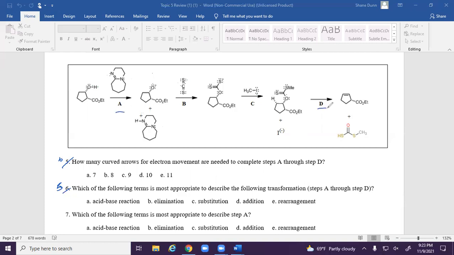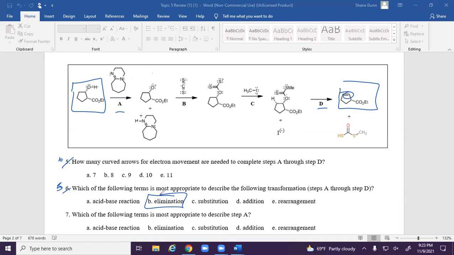Okay. We have steps A through D. So this is our reactant. This is our product. What happened, Athena? We formed a double bond and lost a group, so that would be elimination. Exactly. If you ever form a double bond, that is elimination. Good job.